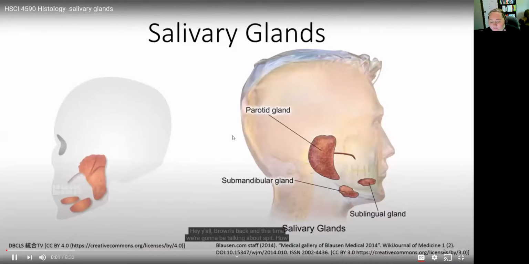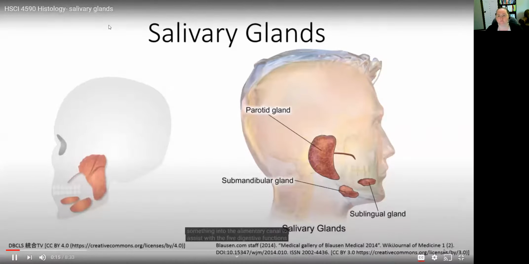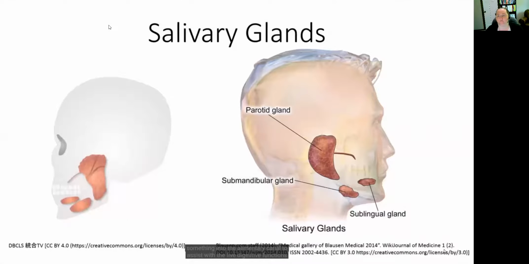Hey y'all, Brown's back, and this time we're going to be talking about spit. How exciting is that? We're beginning our unit on accessory digestive organs. Those are organs that aren't part of the alimentary canal, but that secrete something into the alimentary canal to assist with the five digestive functions, being ingestion, digestion, propulsion, absorption, and defecation. And the salivary glands are going to be important both for chemical and mechanical digestion.